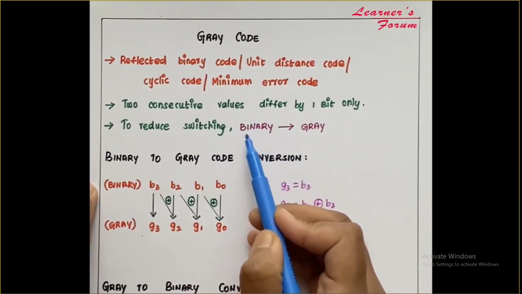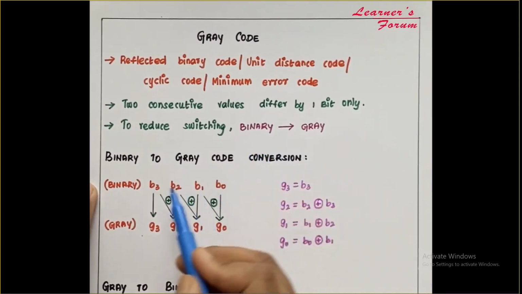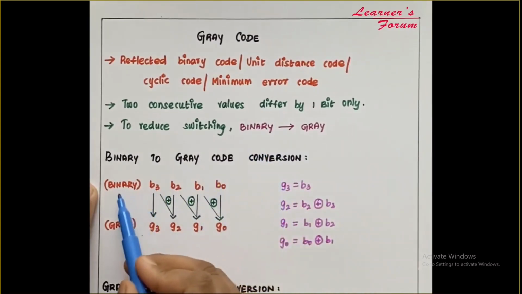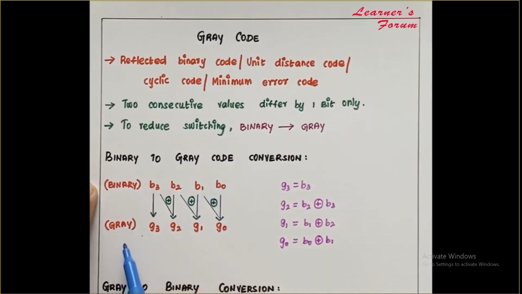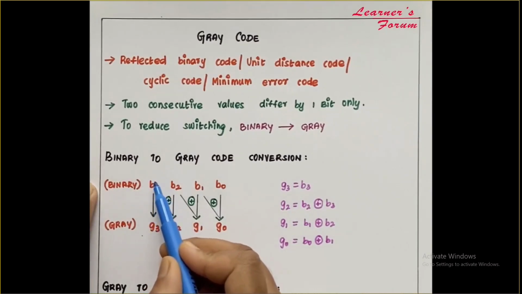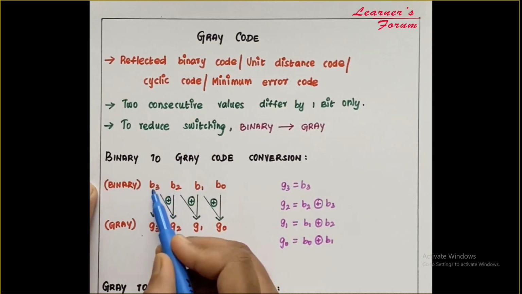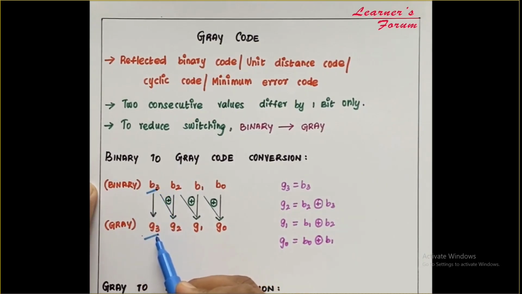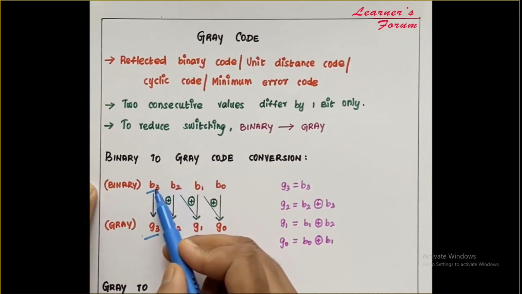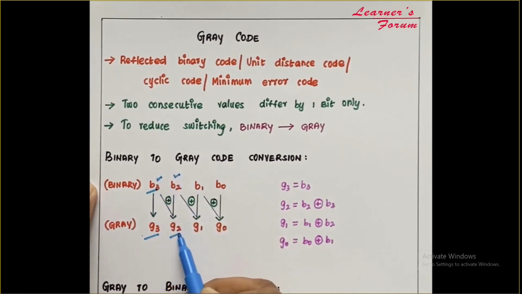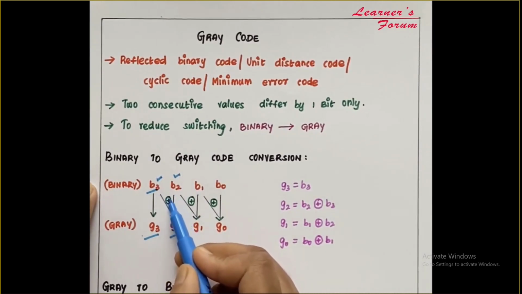Now let us see in detail how to convert from binary to gray code. To convert binary to gray code, let us take a binary number B3, B2, B1 and B0, and the equivalent gray value, let it be G3, G2, G1 and G0. How to obtain the values of G3, G2, G1, G0 from the given binary number is the procedure. The first bit B3 is always taken for G3, that is going to remain the same. Next for G2, we have to take B3 and B2 and perform XOR operation between them. So we have to XOR B3 and B2 to get the value of G2. That is why the arrow mark is given in this particular manner.